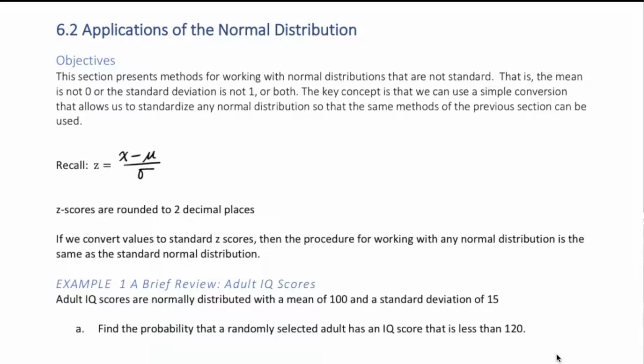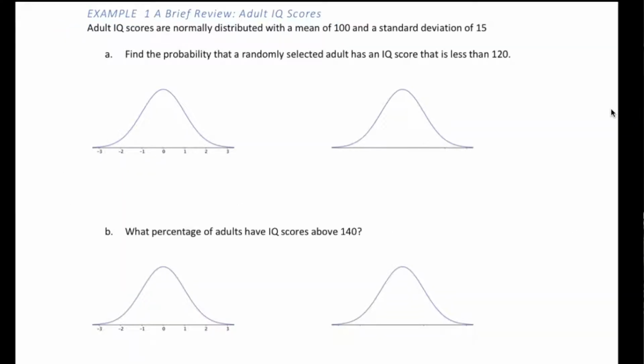Let's look at example 1. Example 1, let's review some more. Adult IQ scores are normally distributed with a mean of 100 and a standard deviation of 15. Find the probability that a randomly selected adult has an IQ score that is less than 120.